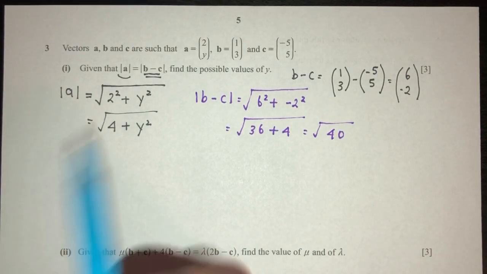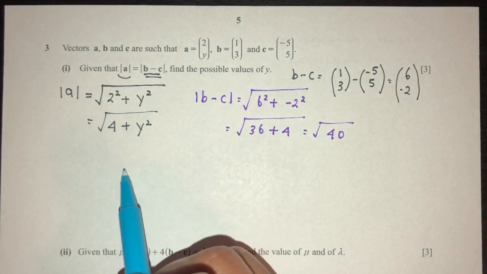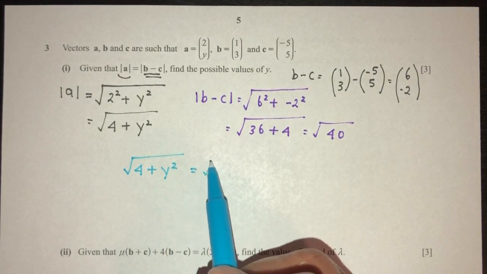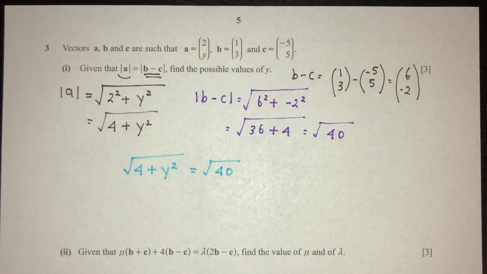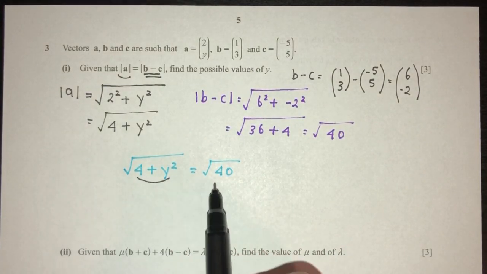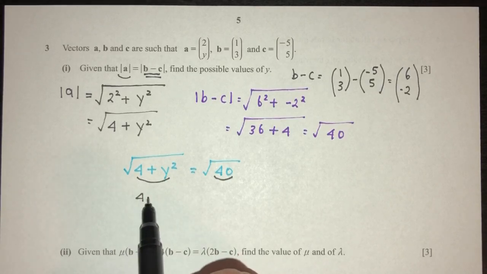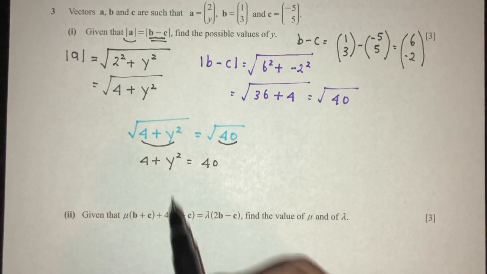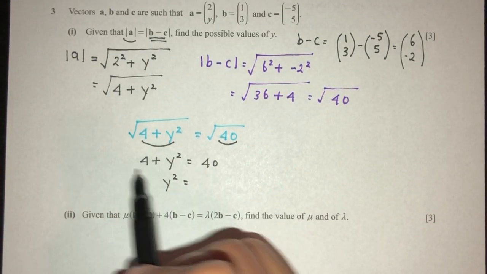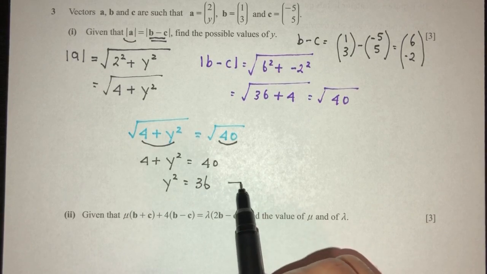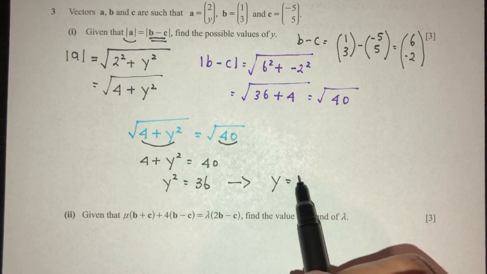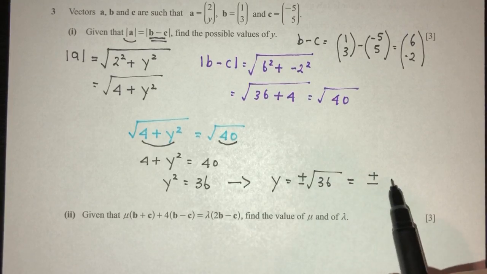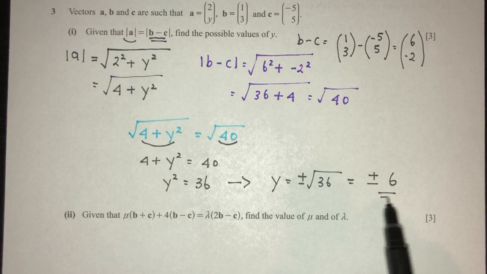Now as you can see, these two are equal to each other. So we have the root of 4 plus y squared is equal to root of 40, which means this inside is equal to this inside. So 4 plus y squared is equal to 40. Now y squared is equal to 40 minus 4, that will be 36. And from that you will have y is equal to plus minus root of 36. And the two values will be plus minus 6 for the value of y.